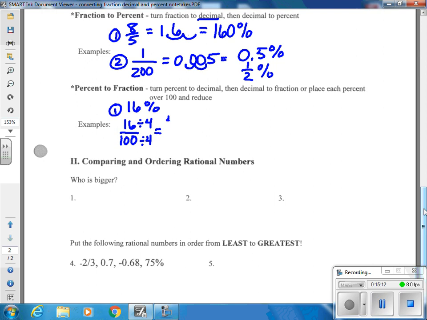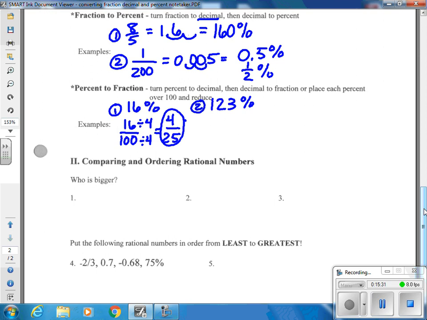16 divided by 4 is 4. 100 divided by 4 is 25. 4/25 is the fraction, and it can't go any lower. You can double check, do 4 divided by 25 in your calculator, and see if it gets you back to 16%. Right, for the second example, if I have 123%, okay, you can stick it over 100.